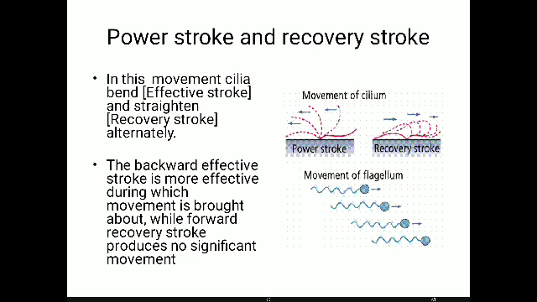In this movement, the cilia bend backwards. The bending of cilia backwards is what is called the effective stroke, and at the same time they become straightened and recovered. That is what is called the recovery stroke. So the bending and straightening of the cilia occur alternately. The backward effective stroke is more effective during the movement. The effective stroke always brings the body forwards in the liquid medium, and the recovery stroke has no significant movement.